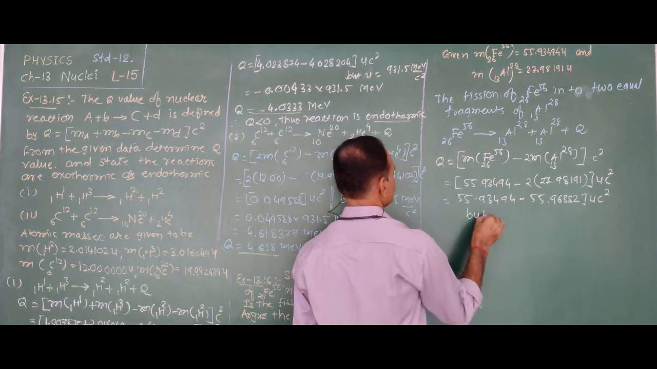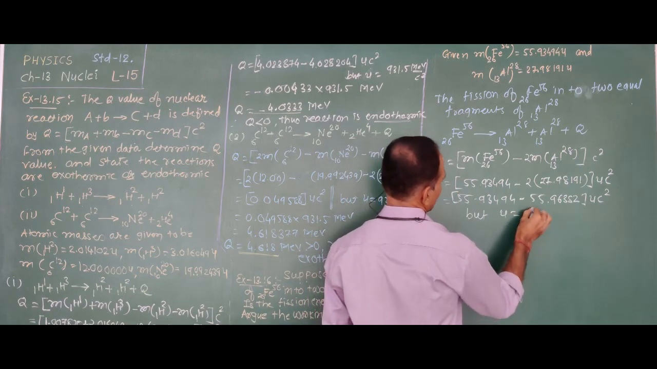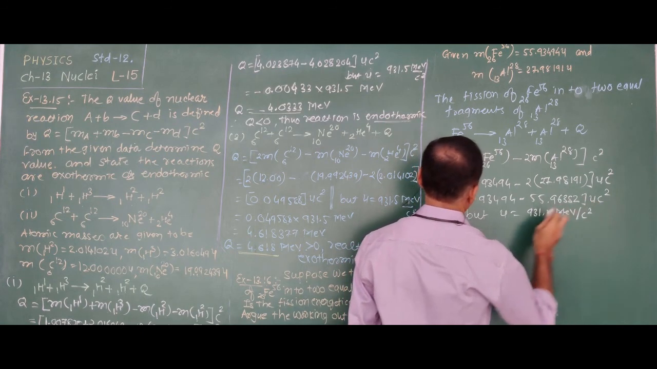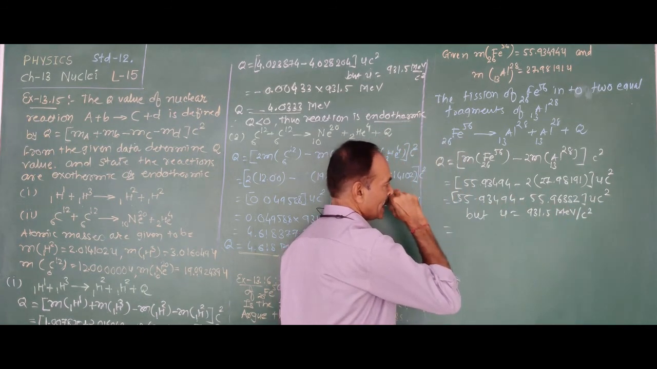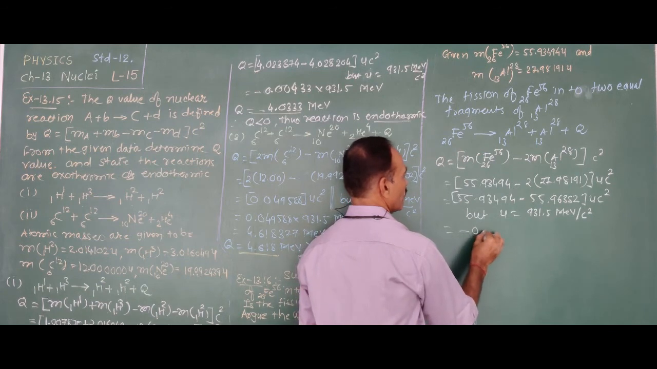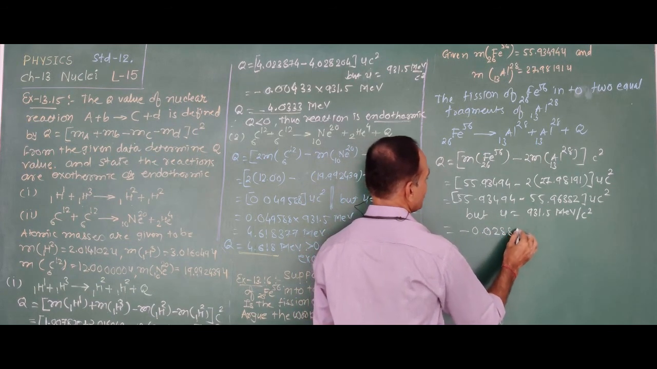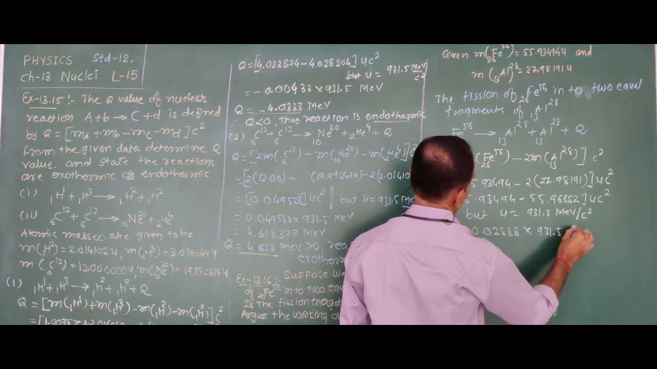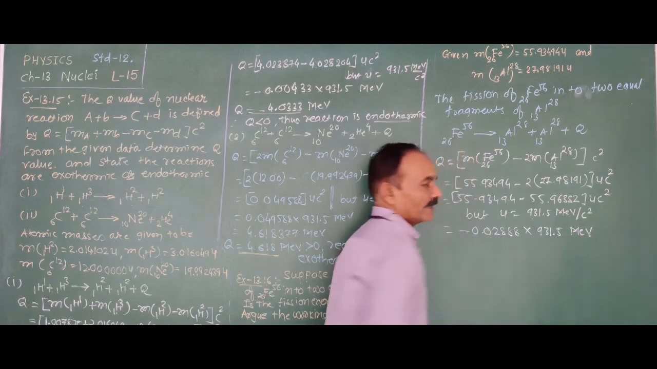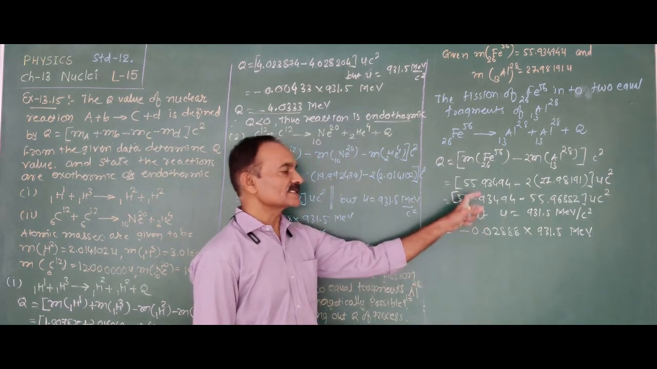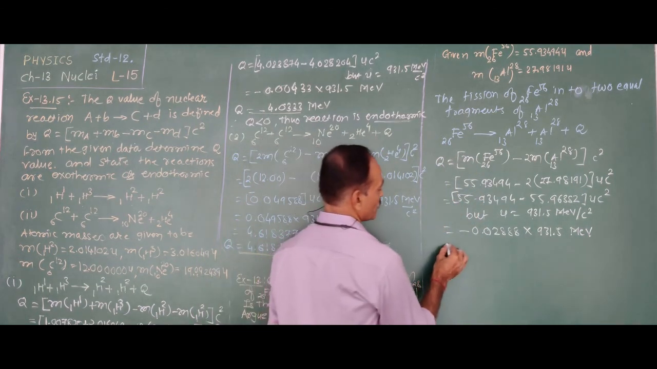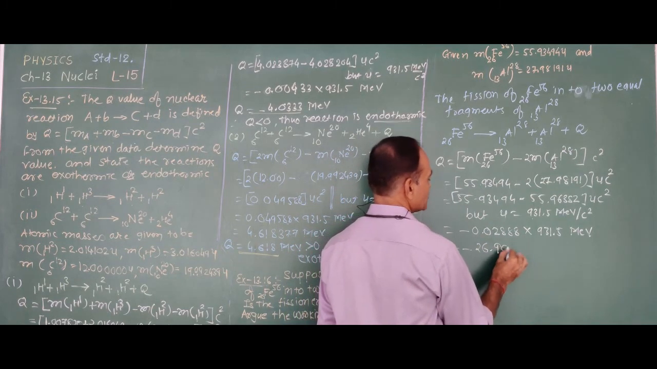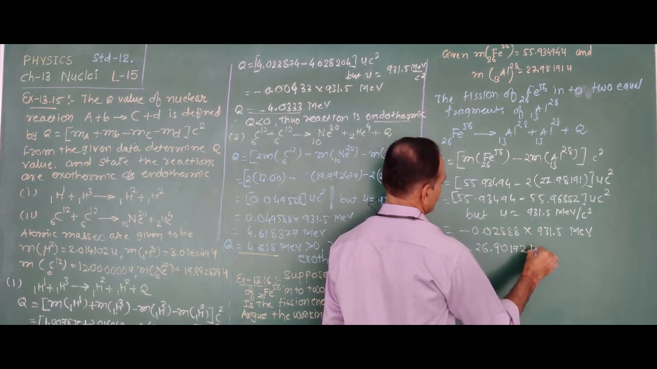But we know that atomic mass unit is equal to 931.5 MeV upon C square. And the subtraction of this bracket is minus 0.02888 into 931.5, that much MeV. Now this subtraction is negative, that means the Q value is negative. Therefore, Q value is equal to minus 26.90172 MeV.